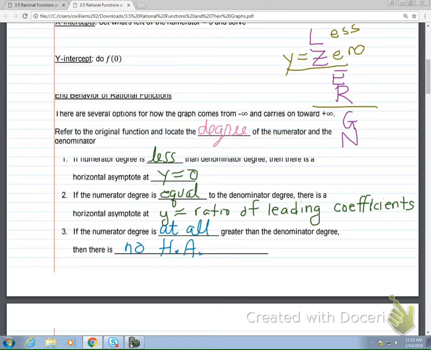If the numerator degree is equal to the denominator degree, then you're going to have an asymptote at y equals the ratio of the leading coefficients, which I'm aware probably still doesn't make any sense, but we'll cover that example in a minute. On the other hand, if your numerator degree is greater, so if the top degree is greater than the bottom, you're going to have no horizontal asymptote.